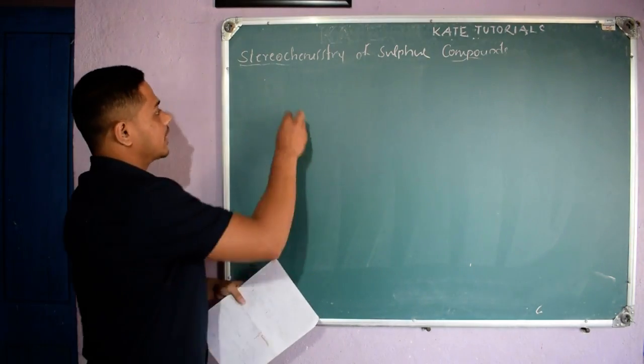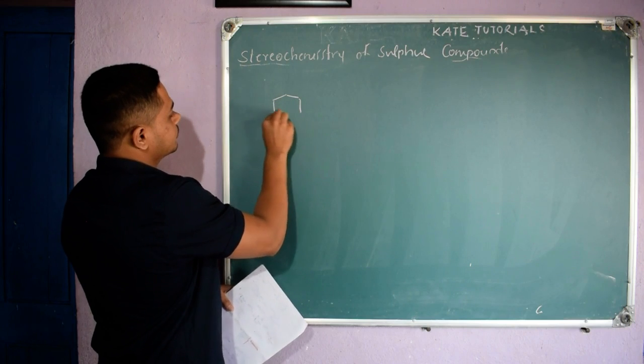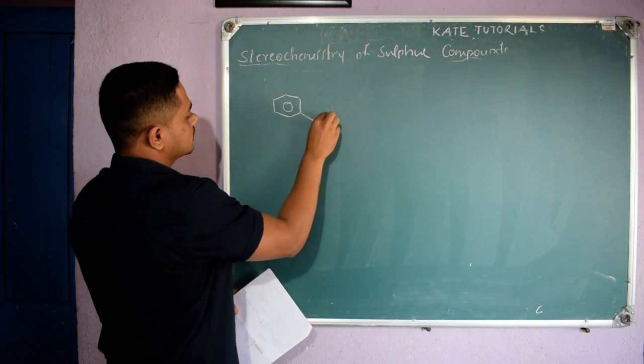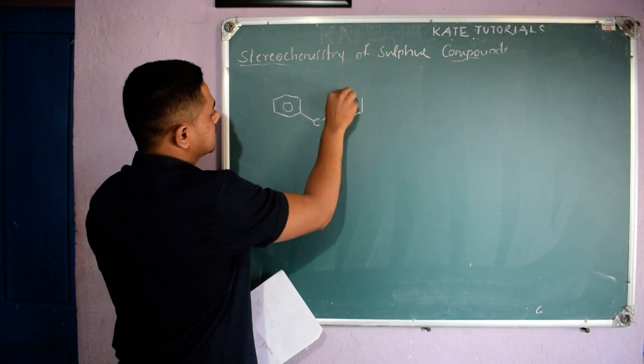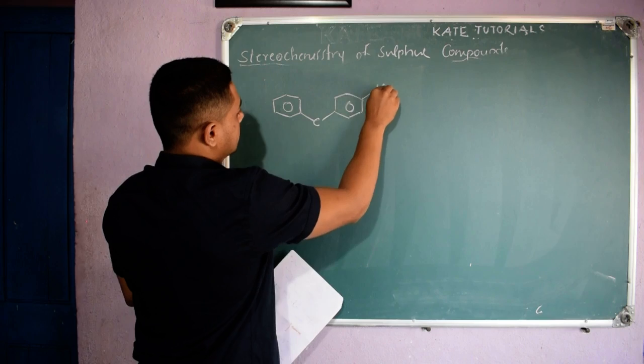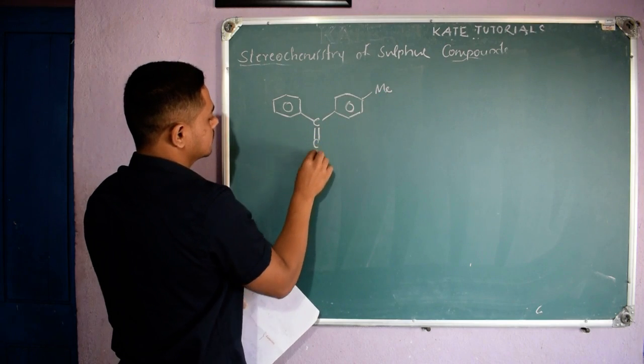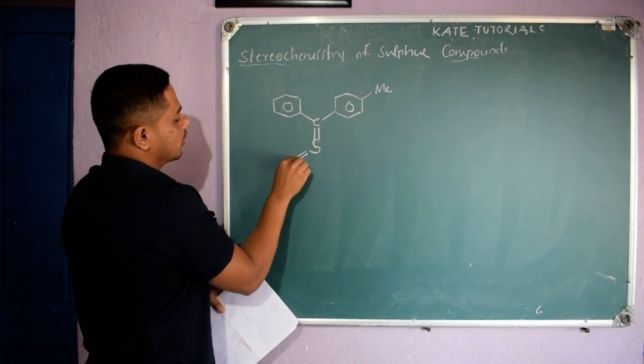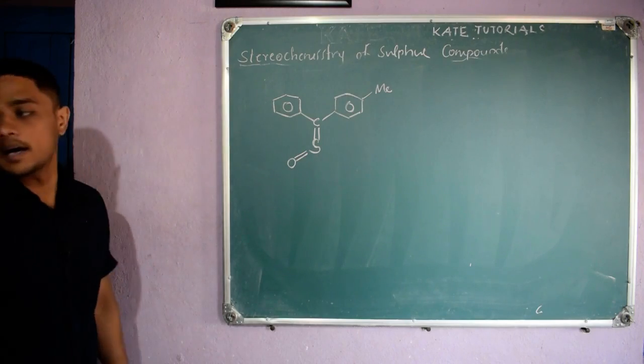So if you see, I have this compound, a benzene ring attached to carbon. I have one more benzene ring. At the para position I have methyl. I have double bond S here, sulfur, double bond O. Right, I have this compound.